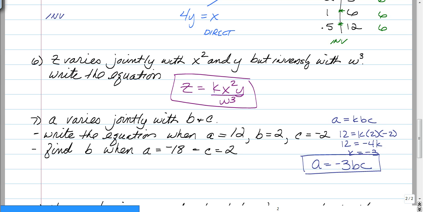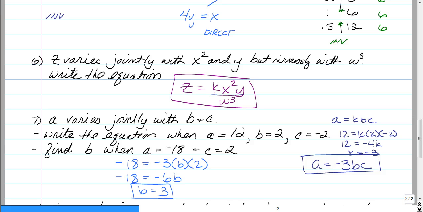So now it says find b when a is equal to a negative 18 and c is 2. Then you're just going to go back and say negative 18 is equal to a negative 3 times b times c of 2. So that's a negative 18 is equal to negative 6b, so b is equal to 3. And now you have just got full credit on number 7.